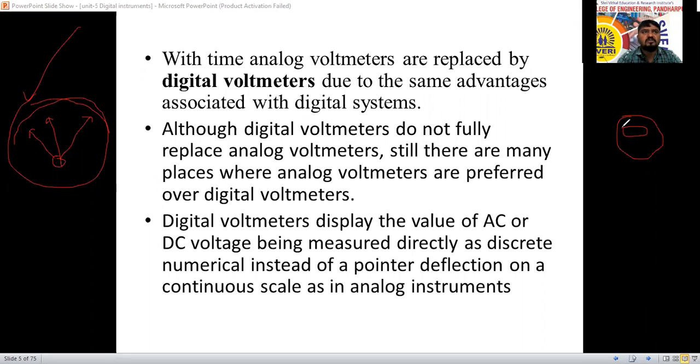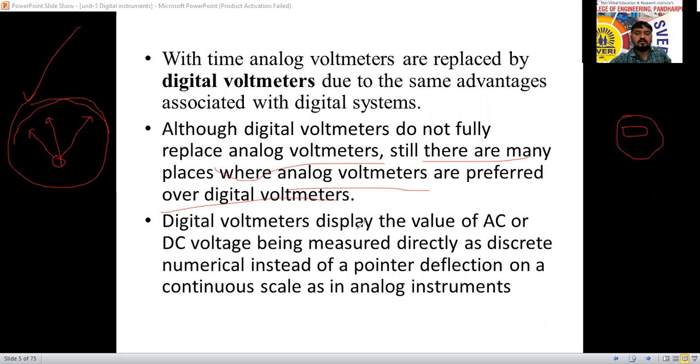Even in the machine lab, whenever you do the practicals and all those things, we are going to use analog meters only. So analog voltmeters are not completely replaced by digital. Still, there are many places where analog voltmeters are preferred over digital voltmeters. Many places don't want to use digital voltmeters. They want to use analog meters only.